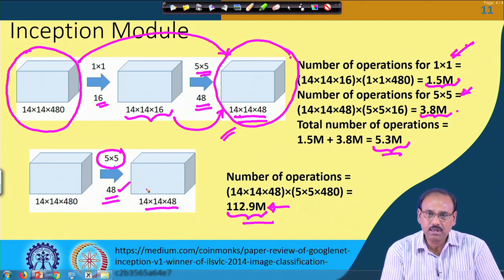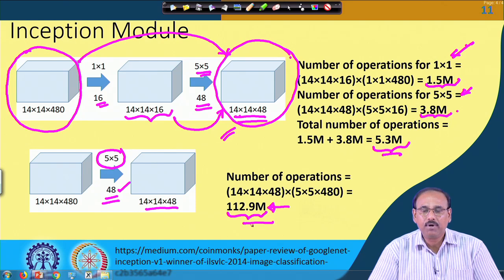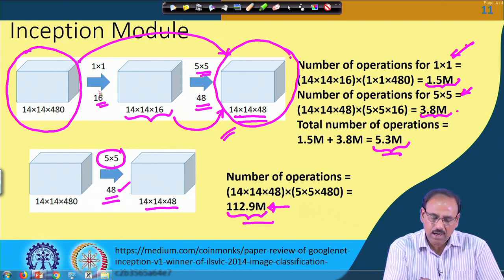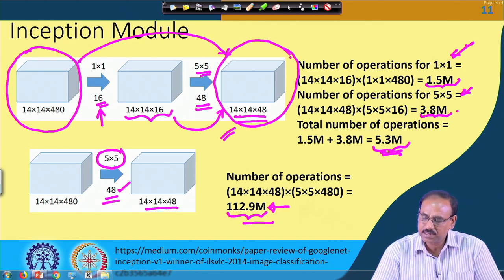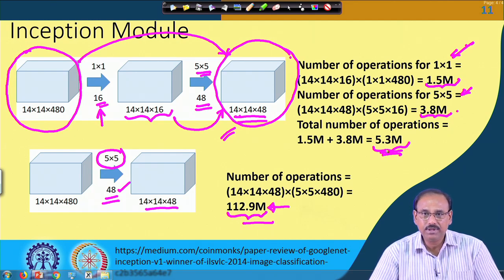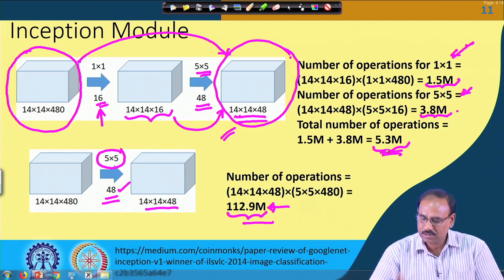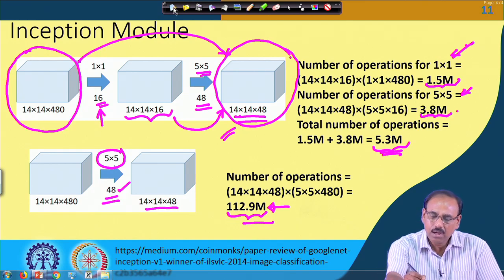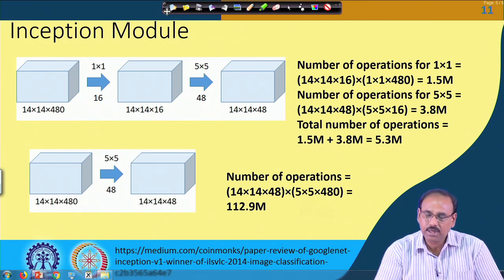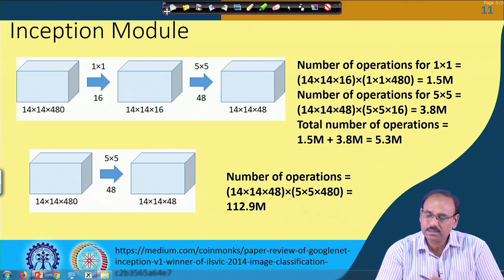For direct conversion or direct mapping, I need 112.9 million operations, whereas using initially these 1 by 1 convolution kernels, the total number of operations comes down to 5.3 million, which is obviously much less, about 1 order less. It is just 5.3 against 112.9. So your computation has been reduced drastically. So this is one of the advantages that you get using 1 by 1 convolution layers.